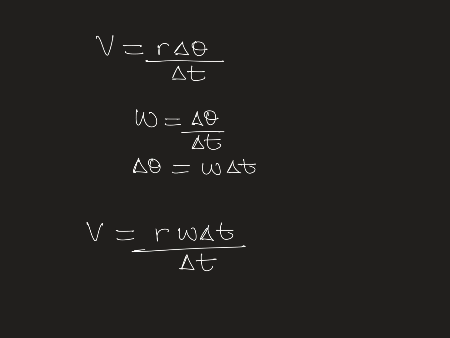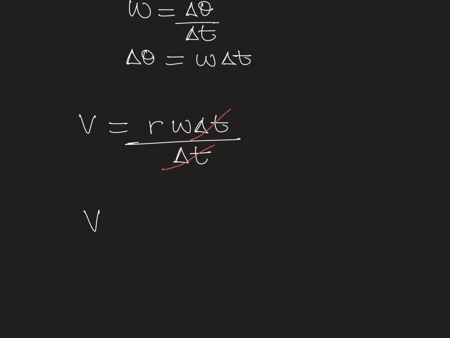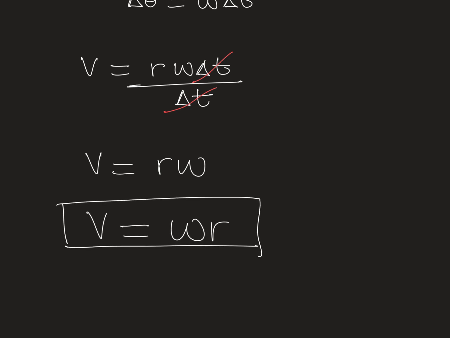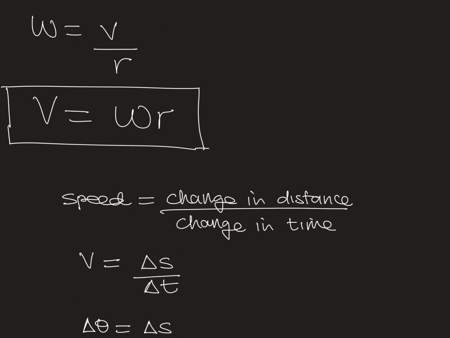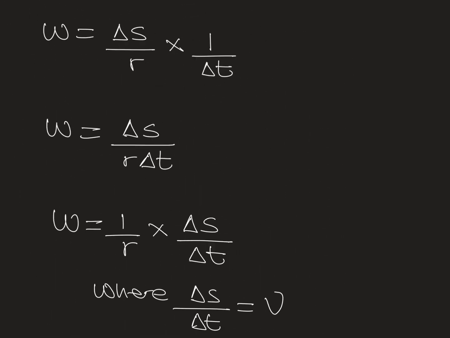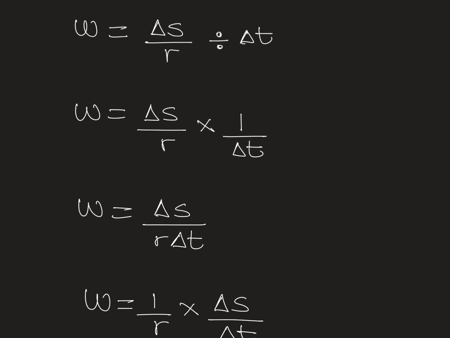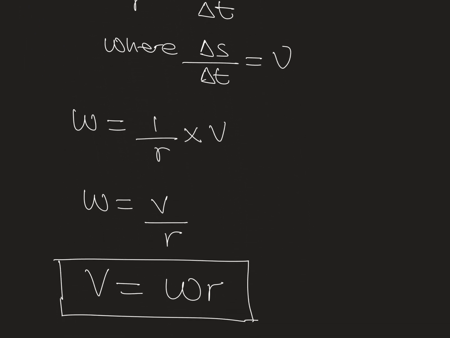So you can see how delta t cancels delta t. What are we left with? We're going to have v is equal to r omega, or if you want, you can say v equals omega r. Okay, so any of the methods is okay. All right, so just know which one will work out for you if you want to prove that v is equal to omega r.